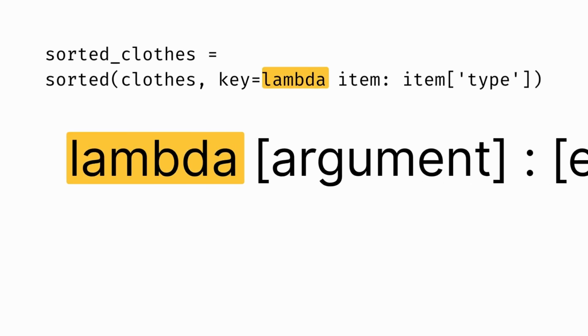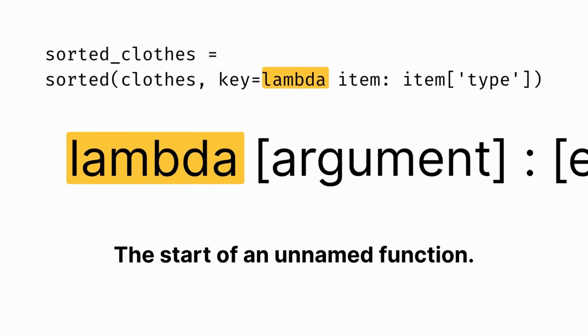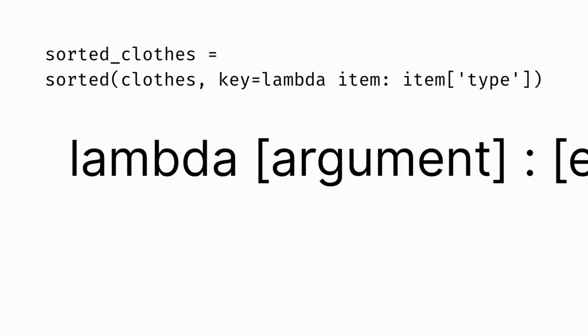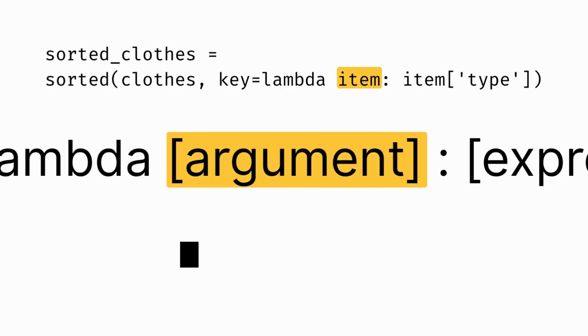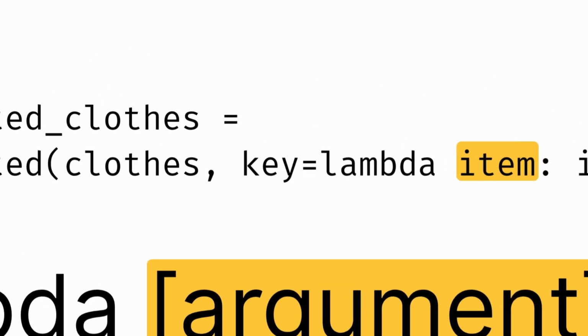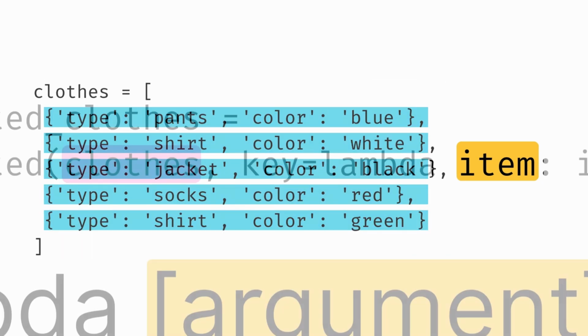The lambda keyword signals the start of an anonymous function. After lambda, you list the input arguments separated by commas, which you put into the lambda function to process. In this example, item represents each element in the clothes list during sorting.